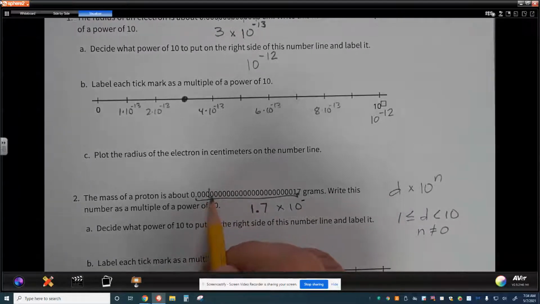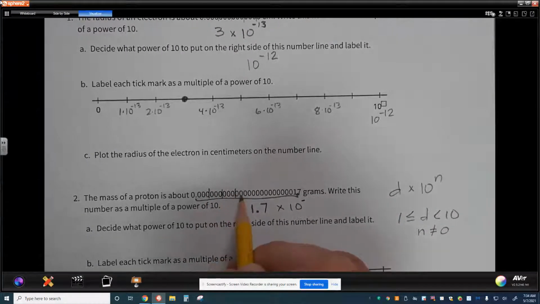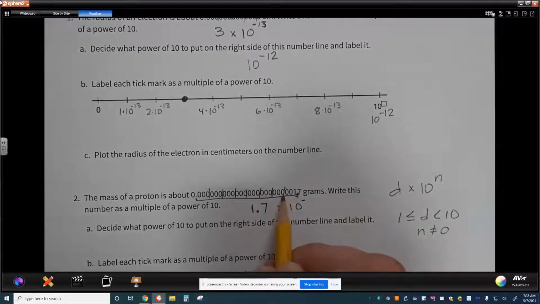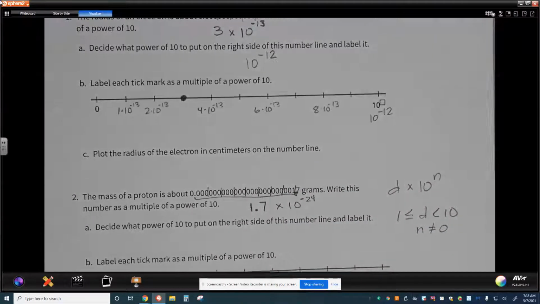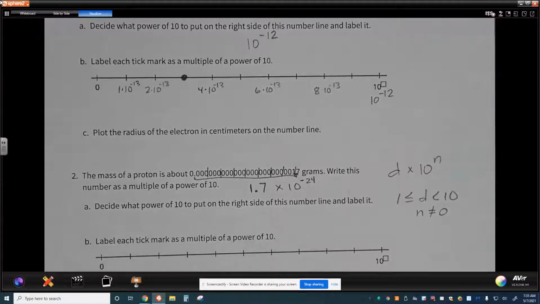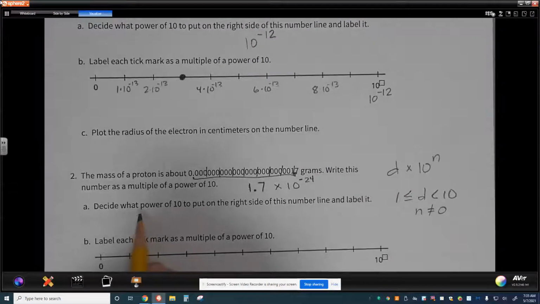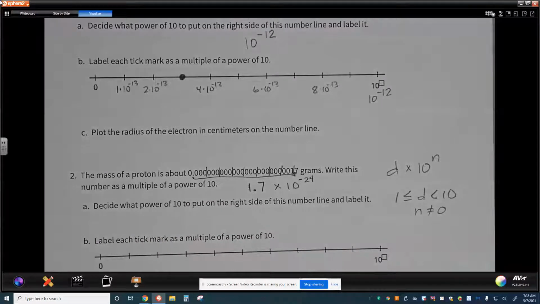So now I'm going to break this up. There's 3, 6, 9, 12, 15, 18, 21, 24 powers. So I'm actually multiplying by 1/10, 24 times to make that happen. If I want to go ahead and work this out, decide what power of 10 to put on the right side of this number line and label it, well, here we go.